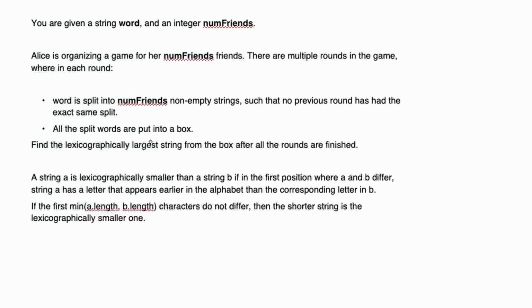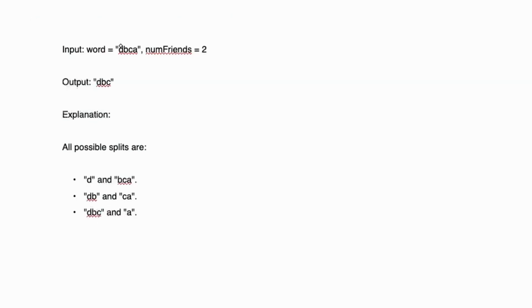Then we put all the words into a box, and what we want to do is find the lexicographically largest string from the box after all the rounds are finished. And just forget the rounds because there are no rounds here. So the example is the word DBCA with numFriends equals 2. Our output would be DBC. And this is because we could split the string in all these possible ways. We can have D and then BCA, we could have DB and then CA, and then we could have DBC and A. And from all these splits, the largest substring we can get is DBC, so that is our answer.